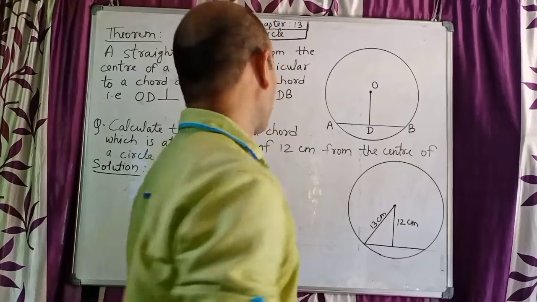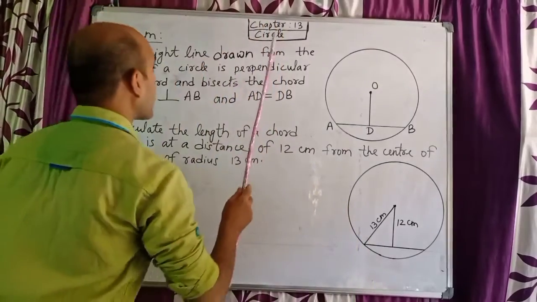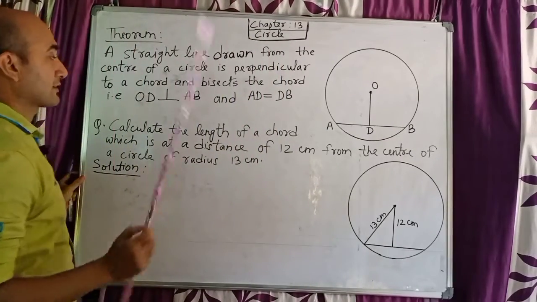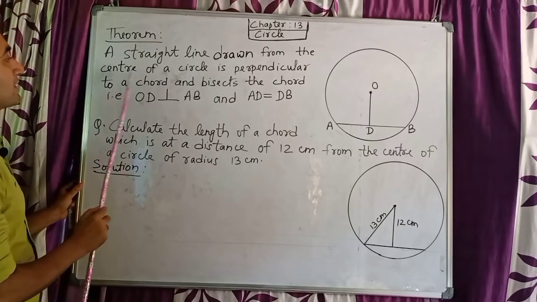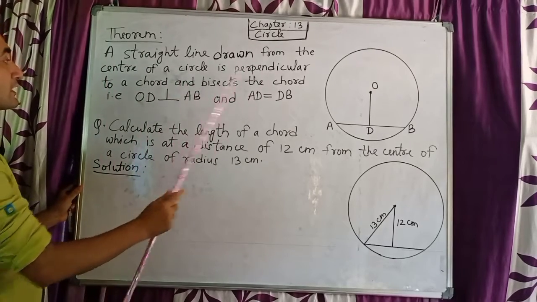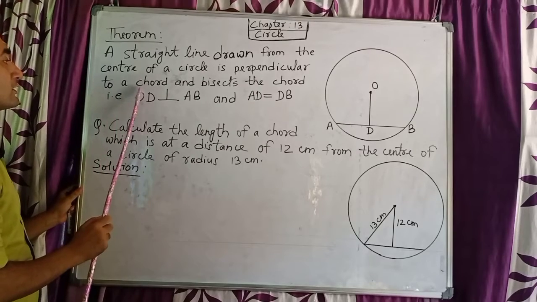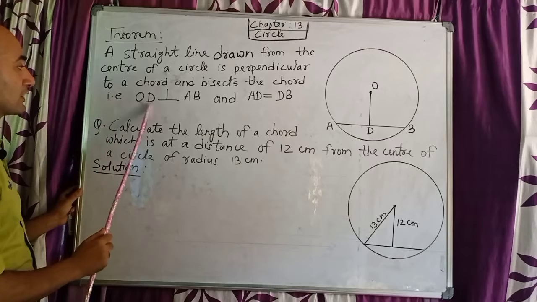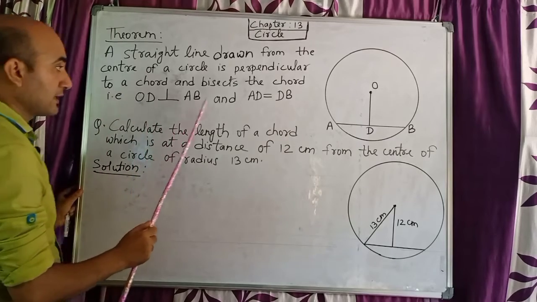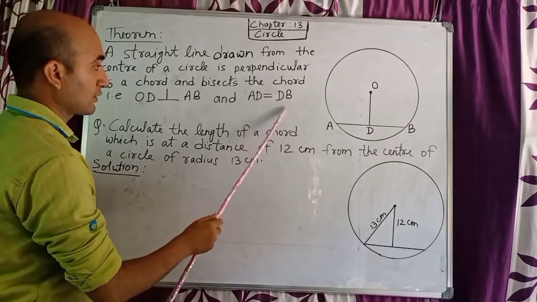So let us begin. Here I have a theorem, children. The theorem is: a straight line drawn from the center of a circle is perpendicular to a chord and bisects the chord, that is OD perpendicular to AB, and AD is equal to DB.